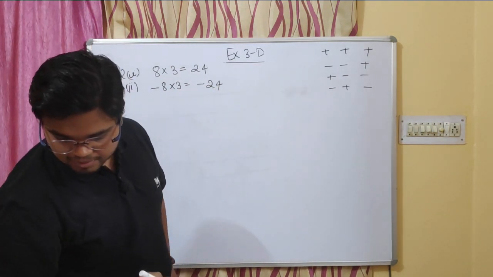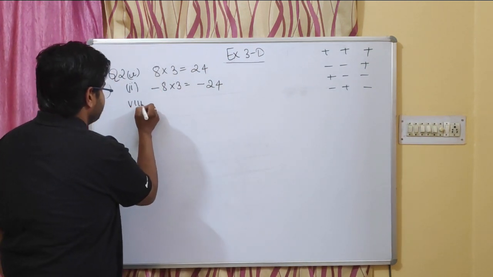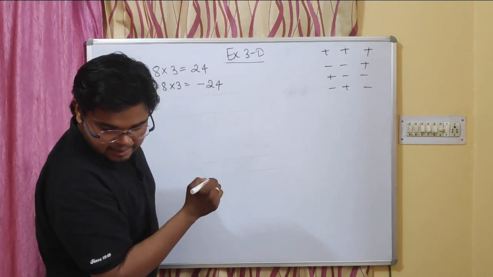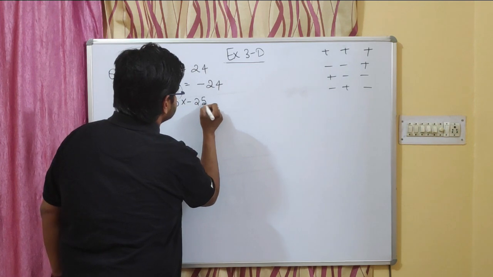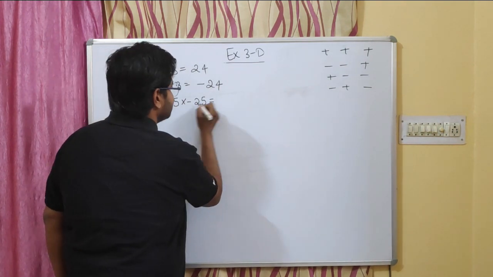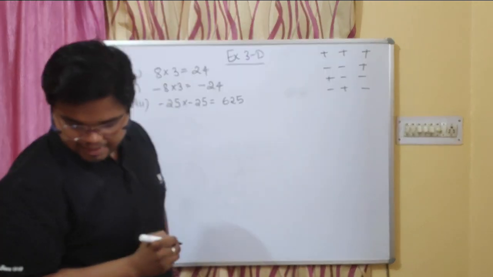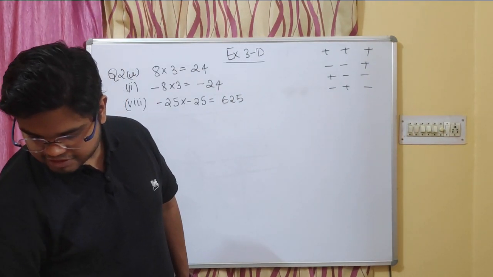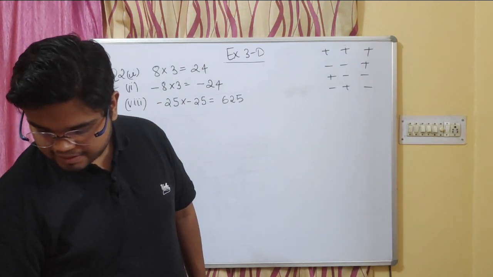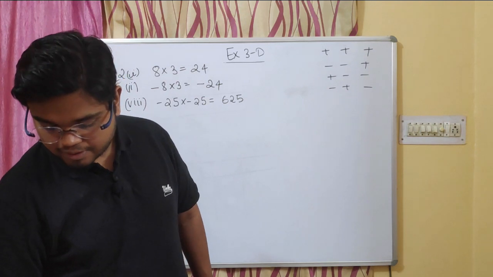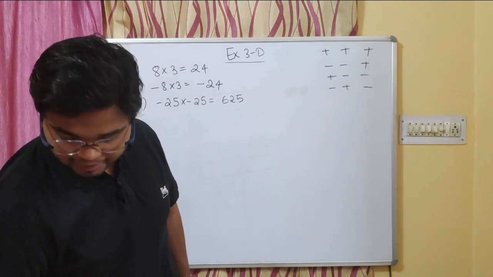Now question number 2, part number 8. You have minus 25 into minus 25. So minus minus will be plus, and 25 into 25 is 625. Parts number 9 and 10 you will be doing in your practice notebooks. Surely you will be doing these in your practice notebooks.